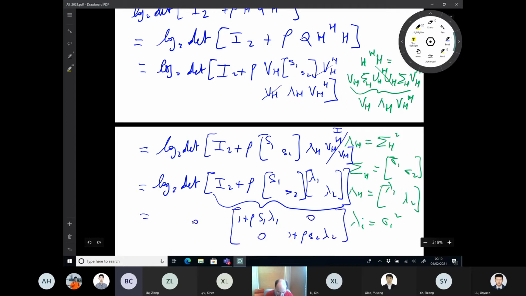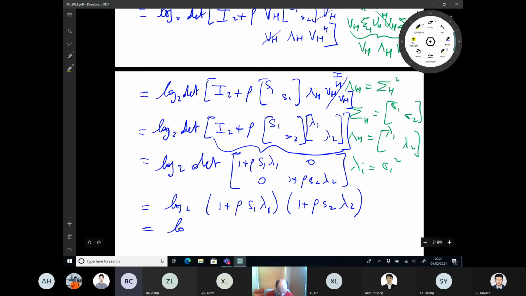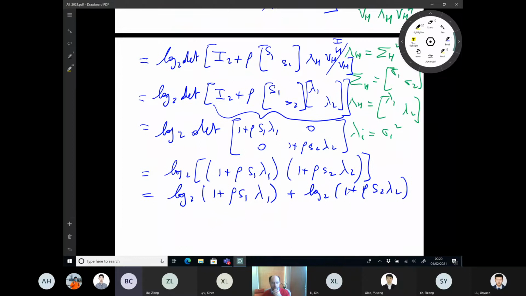So this quantity here is essentially 1 plus rho S1 lambda 1, 1 plus rho S2 lambda 2, with zeros there. And then doing a determinant, the log2. What is the determinant of a diagonal matrix? It's the product of the diagonal elements. So I have log2 of 1 plus rho S1 lambda 1, multiplied by 1 plus rho S2 lambda 2. And so this is equal to log2 1 plus rho S1 lambda 1 plus log2 1 plus rho S2 lambda 2. Okay, so that's my rate now. And what is the capacity?